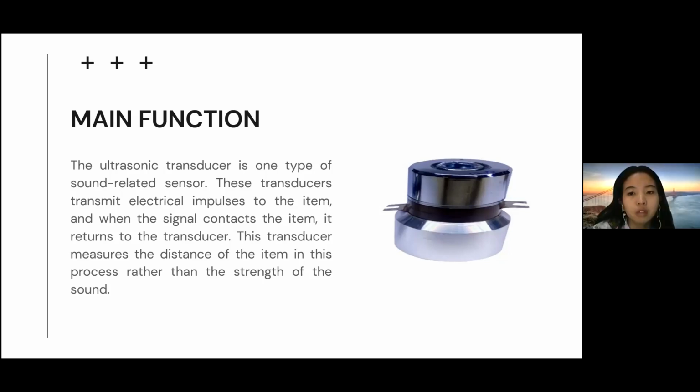Okay, for the main function, the ultrasonic transducer is one type of sound-related sensor. This transducer transmits electrical impulses to the item, and when the signal contacts the item, it returns to the transducer. This transducer measures the distance of the item in this process rather than the strength of the sound.